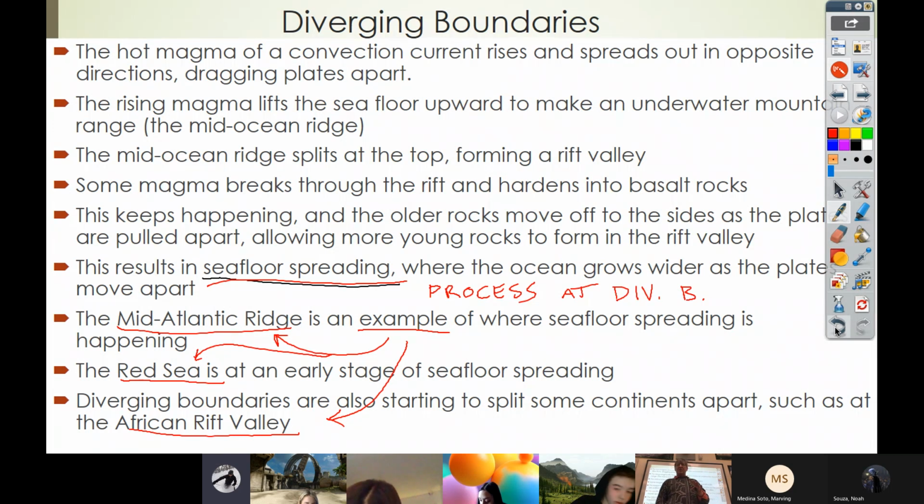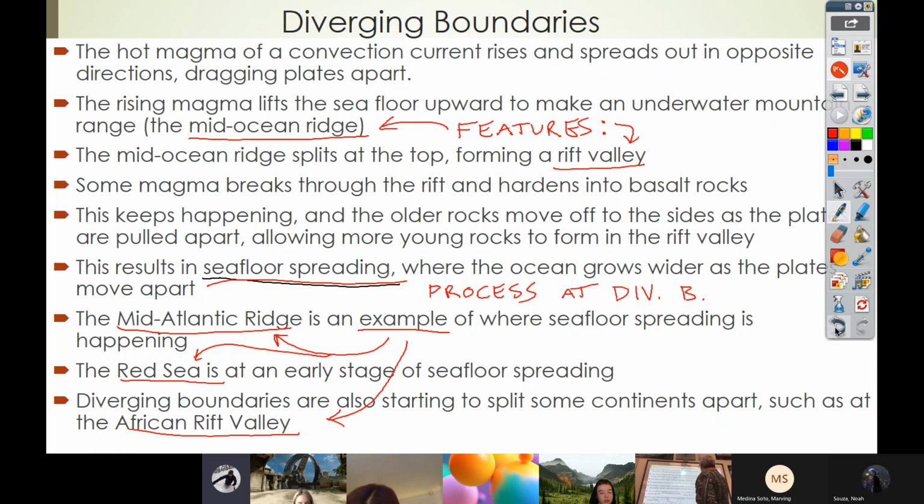I want you to write down one more thing, one more short list about seafloor spreading and diverging boundaries, and that would be features. Things that we find at a diverging boundary, the features we find. And maybe you remember that we saw a mid-ocean ridge there. We also see a rift valley at a diverging boundary. So those are the main features you should know about, the process that occurs, and examples.